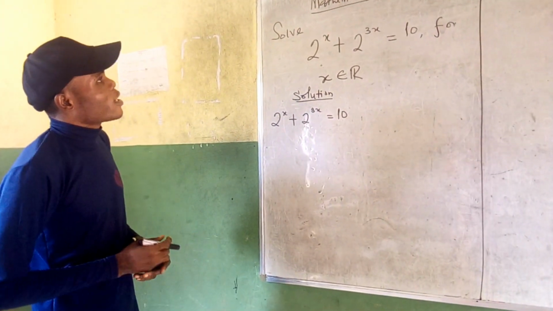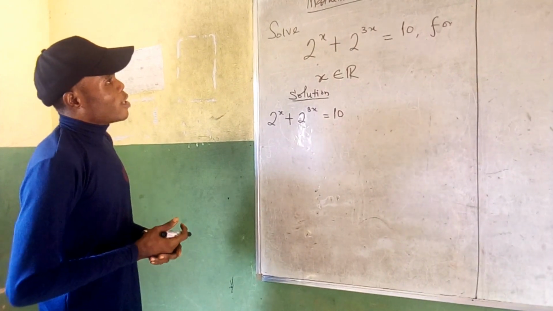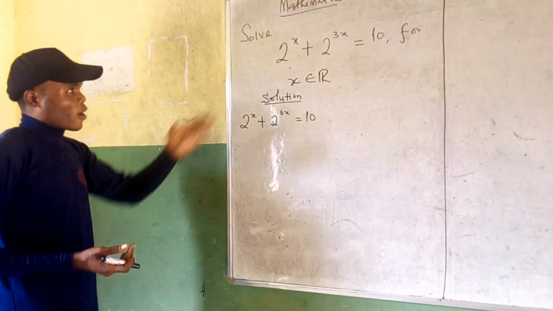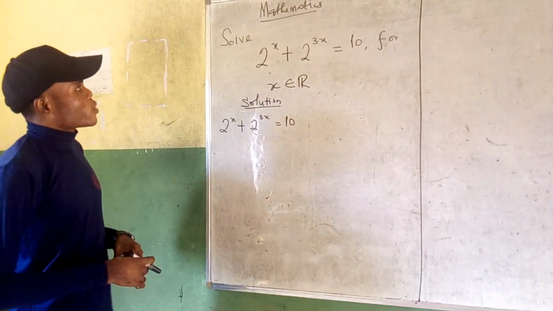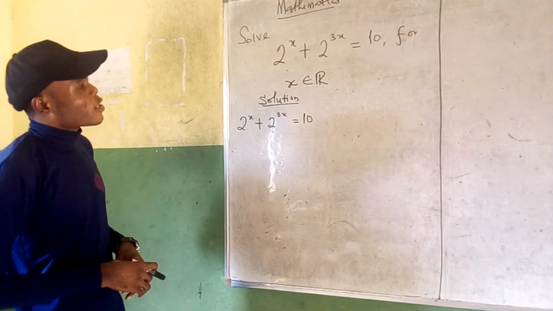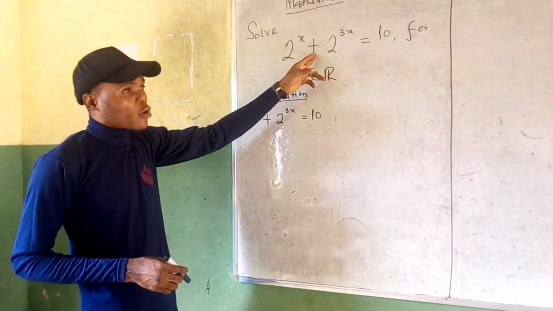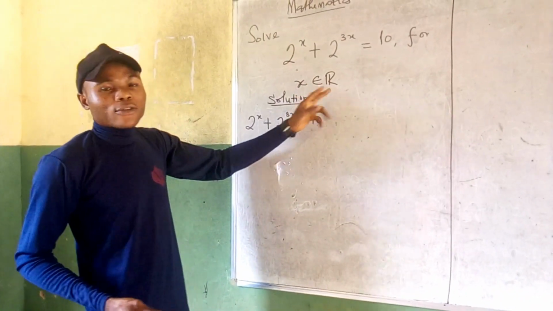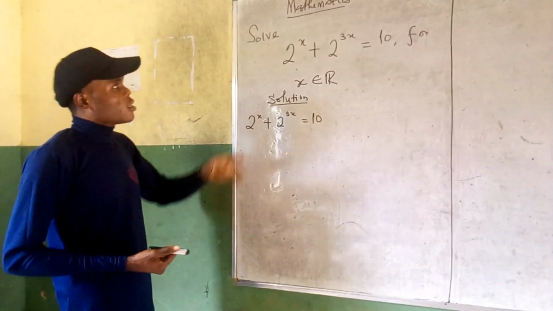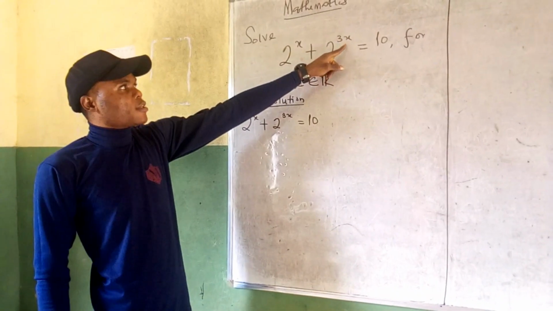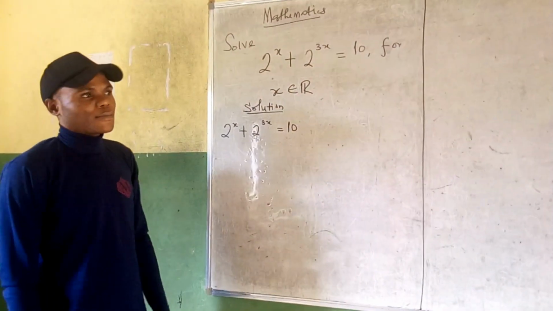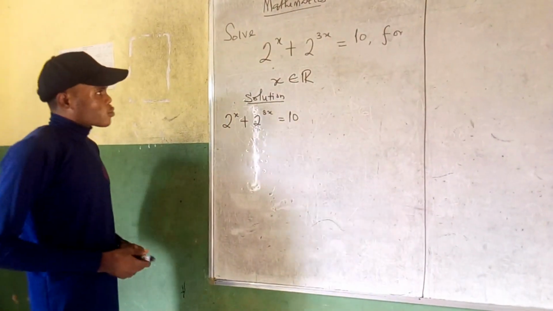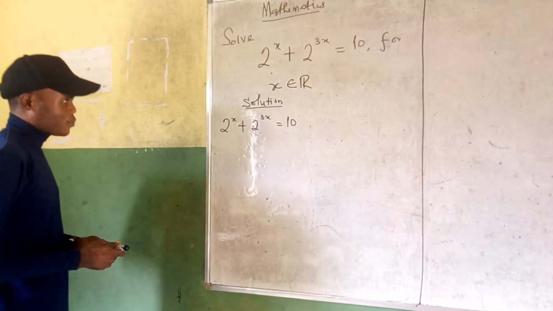Today we shall be looking at a problem on exponential equation. So here's the problem: 2 to the x power plus 2 to the 3x power equals 10. We have to solve this equation for x, an element of the real numbers. That means the value of x that must be obtained here must be a real number, not a complex number. Alright, so let us solve the problem.